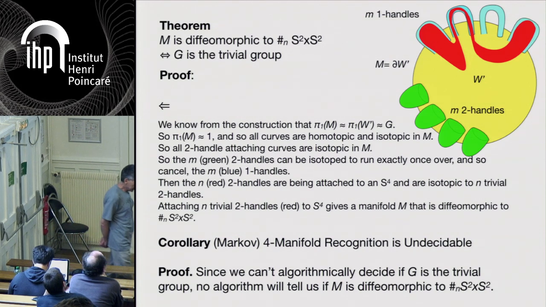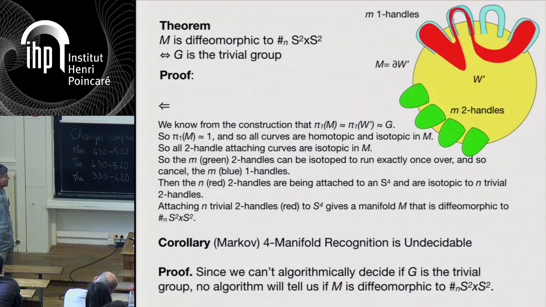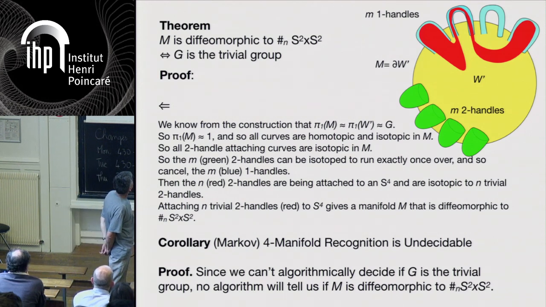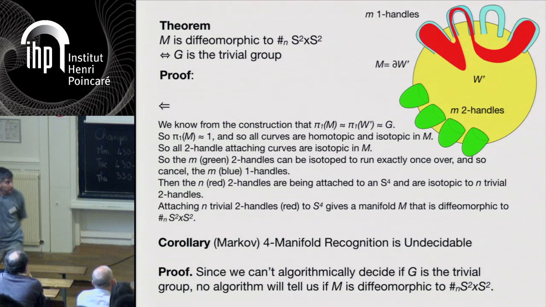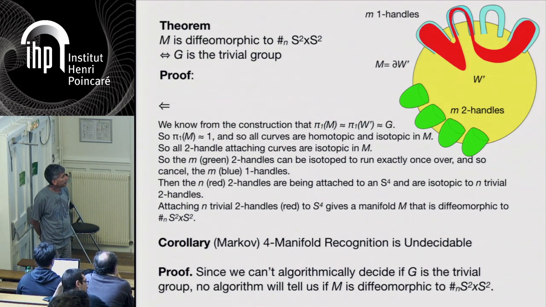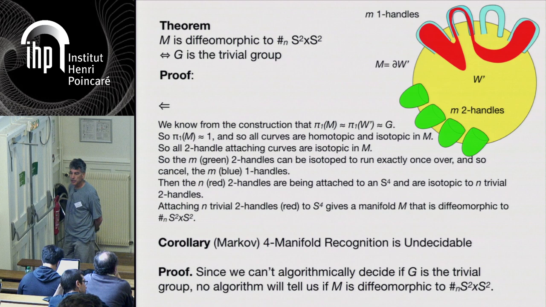Okay, so now this is where we use the dimension. Let's look at one of those green two handles, which lies over off to the side. So its attaching circle is a small circle far away from where anything else is happening. But we're assuming here that M is simply connected, right? We're assuming that G is the trivial group and pi 1 of M is G. Right, so we're assuming G is the trivial group, and we want to show that M is diffeomorphic to a connect sum of N S2 cross S2s. So since G is the trivial group, all curves in M are homotopic. But M is four-dimensional. That means all curves in M are isotopic as well.